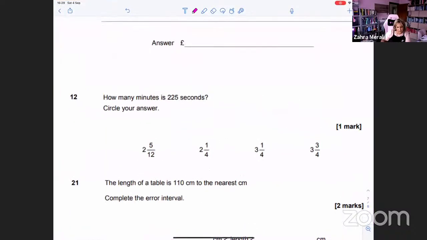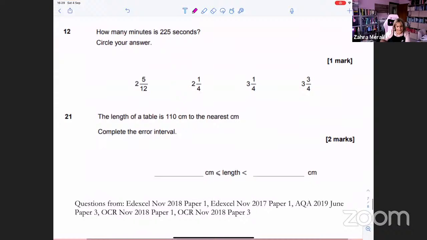Right, how many minutes in 225 seconds? Okay, so this is a bit trickier, and I'm going to show you how to do these questions on your calculator if you do have it. If it isn't a calculator paper, we know that there's 60 seconds in every minute. So how many 60s in 225? If you can't think about it too much, just think, well, it's not going to be that much. Let's think about it.